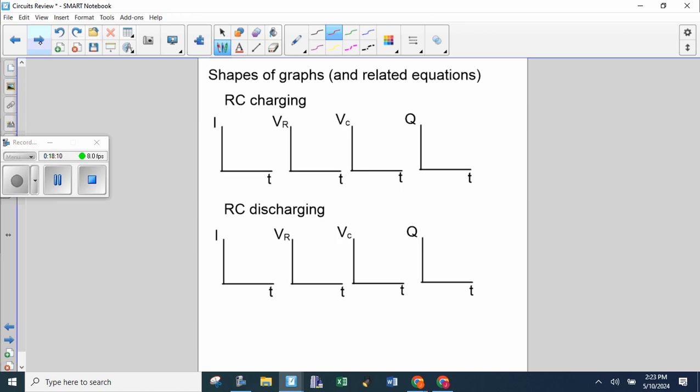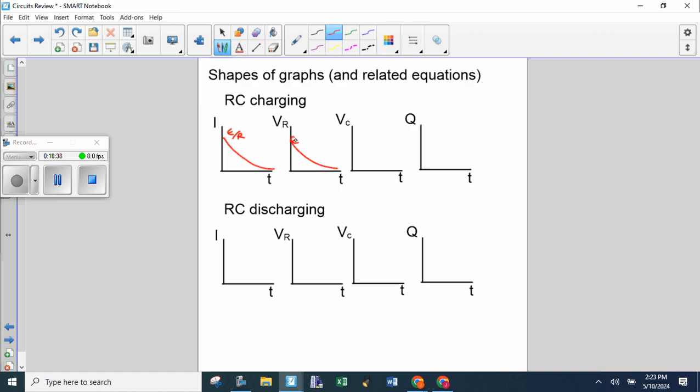For an RC that's charging up, so you have just a resistor and a capacitor in one loop, what should the current be? It should be a decay. Current is decaying, and even more specifically, it's decaying from epsilon over R. It's decaying from max current. What would the voltage on the resistor be? Also a decay, and it's decaying from epsilon. It's decaying from the voltage of the battery.